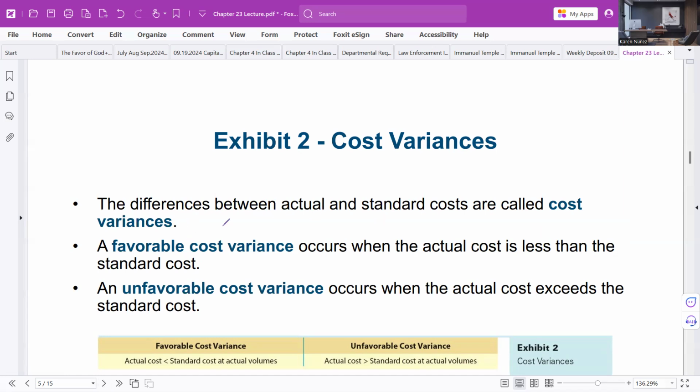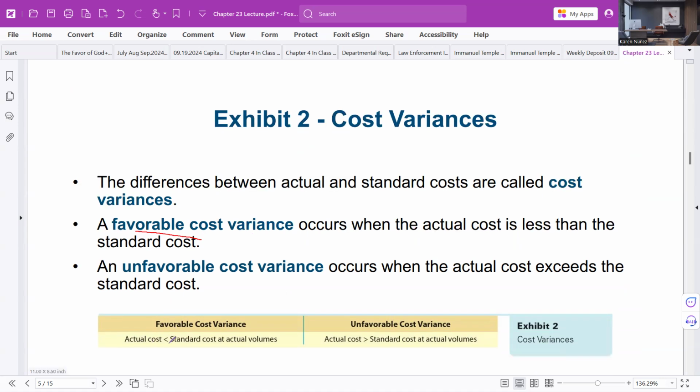And in this chapter, that's our focus, cost variances, the differences between the actual cost and the standard cost. Now, whenever that variance is favorable, that means it has a positive impact on our profits. And that's going to occur when the actual cost is less than the standard cost. So whenever that actual cost is less than the standard cost, it's a favorable variance. And again, it has a positive impact on our profits.